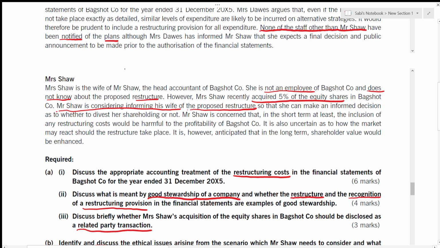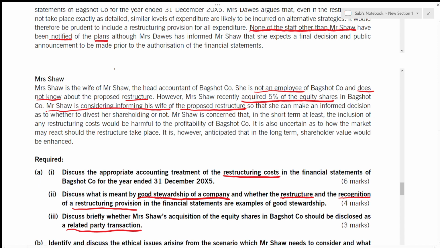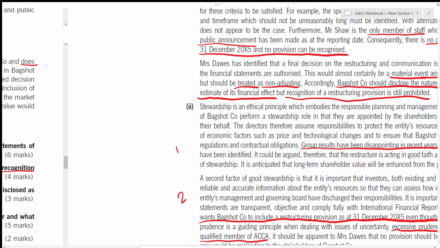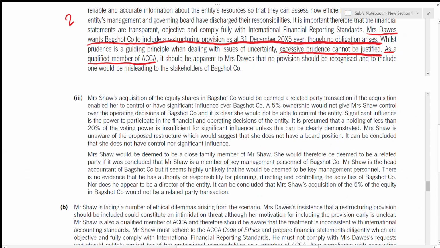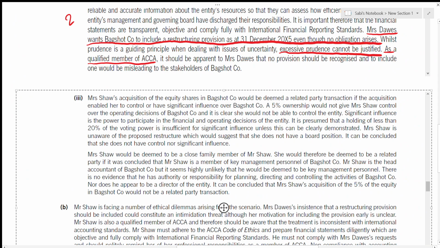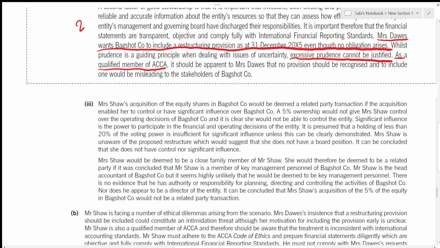Mr. Shaw is concerned that in the short term at least, the inclusion of any restructuring costs would be harmful to the profitability of Backshot company. It is also uncertain as to how the market may react should the restructure take place. It is, however, anticipated that in the long term shareholder value would be enhanced. So now we need to talk about the why from the related party transaction or not, right? As for 3 marks, so the answer is also not so big. So now let's see.